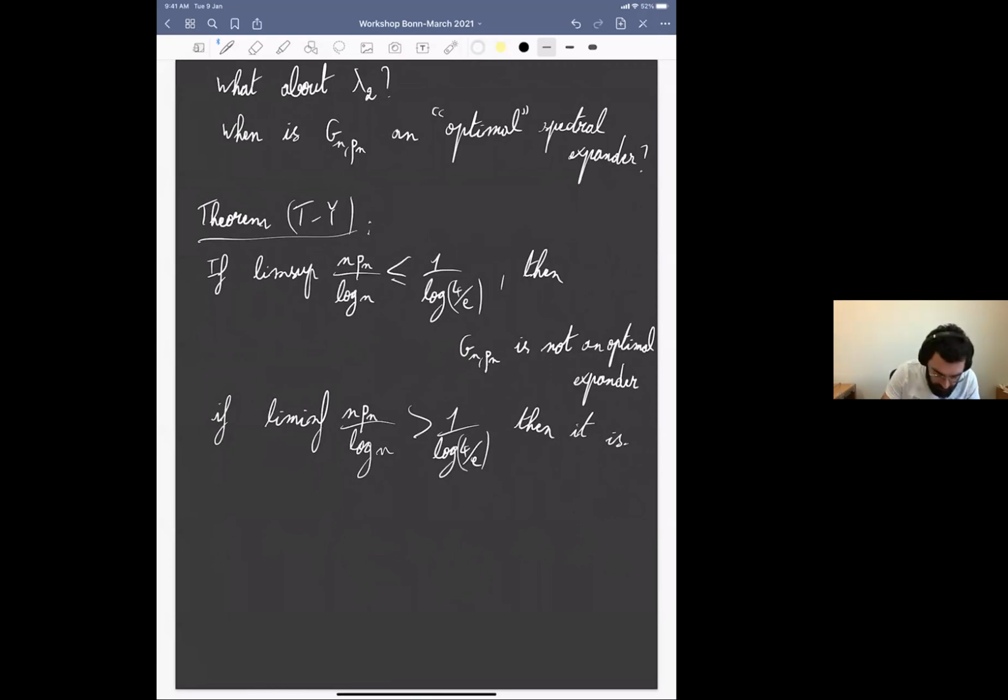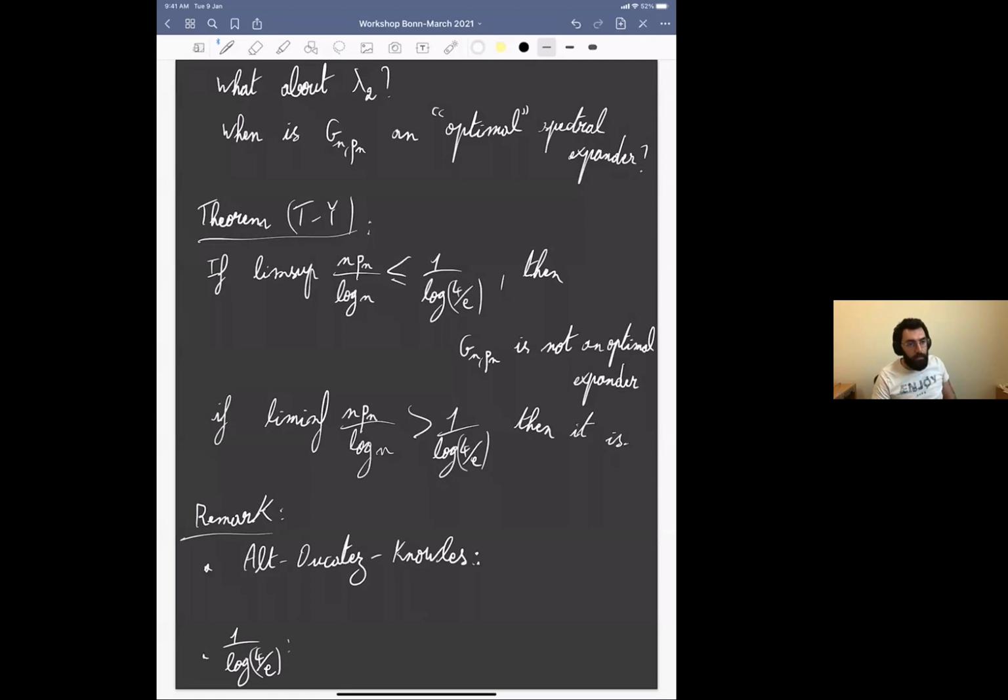So let me just end with two words. One which I should have mentioned before, that this result was obtained by Alt, Ducatez, and Knowles independently, and even the result previously, which applies also for Wigner matrices. And it's even more than this. So what these people are able to capture is more than what we did, in the sense that, maybe I should mention the second remark first so that you understand. So what is this 1 over log(4/e)? It's not just some random number. It's actually the threshold of emergence of vertices which have twice as many neighbors as the average.